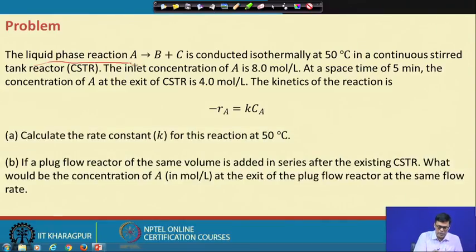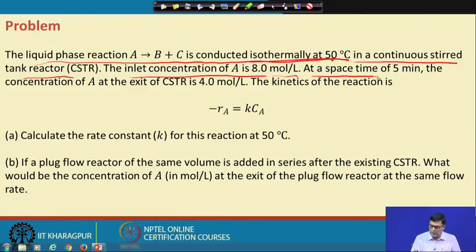In the liquid phase, reaction A to B plus C is conducted isothermally. Isothermally means the temperature remains constant at 50 degree centigrade in a continuous stirred tank reactor. The inlet concentration is 8 moles per liter at a space time of 5 minutes. Space time means tau CSTR. Am I right? Tau CSTR is 5 minutes.